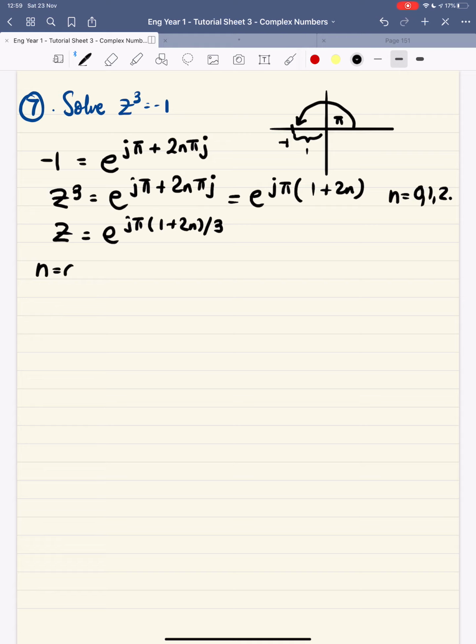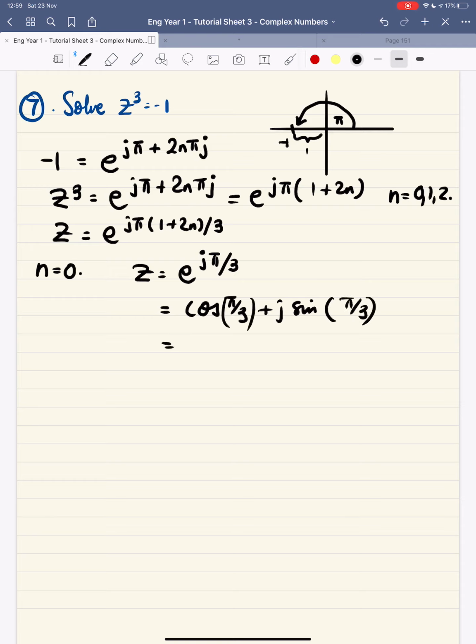So we say n is 0, z is e to the j pi, and then if n is 0, that's 1 there, divided by 3. What form do we want it? I'll write it in the other form. So it's cos pi by 3 plus j sine pi by 3. Cos of pi by 3 is a half plus root 3 over 2j. That's the first root there.